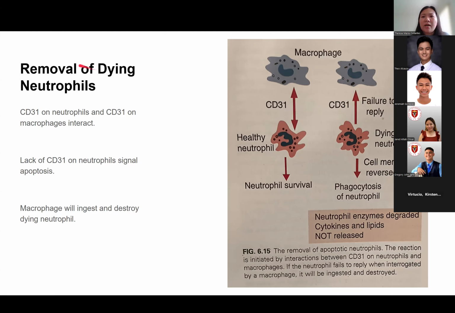So what happens is that this will result in a reaction wherein the macrophage will determine that it is dying, and it will phagocytose it. It will ingest and destroy the dying neutrophil. So this is just an example of how the macrophage is able to detect and play a role in the cleanup, in removing damaged tissues, dying cells. This is the mechanism by which the macrophage can perform this task.